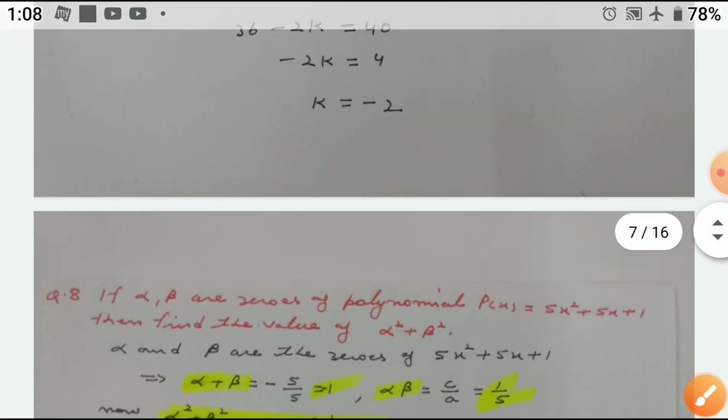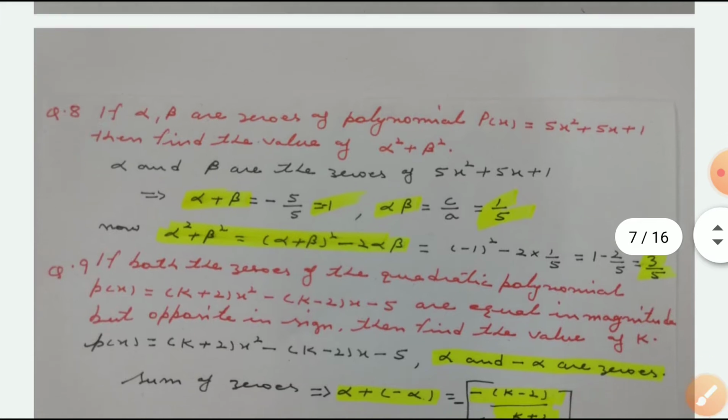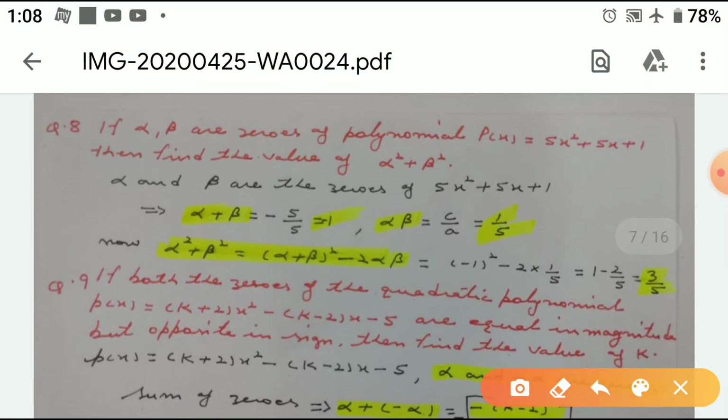Now come to question number 8. If alpha and beta are zeros of polynomial 5x square plus 5x plus 1, then find the value of alpha square plus beta square. Clear? Alpha and beta are zeros of polynomial p(x). So alpha and beta are the zeros here.